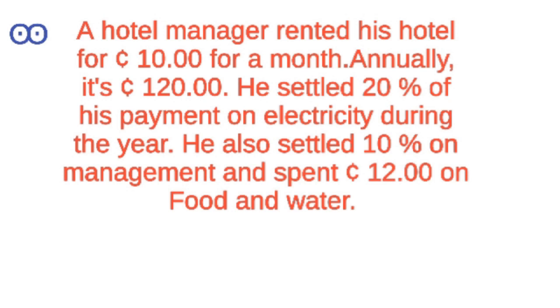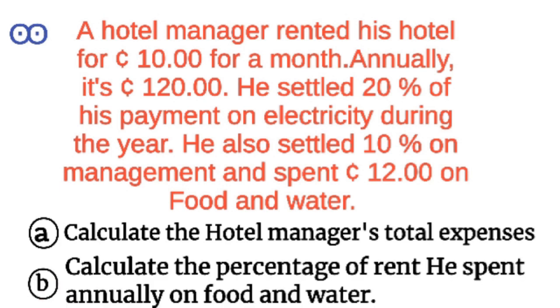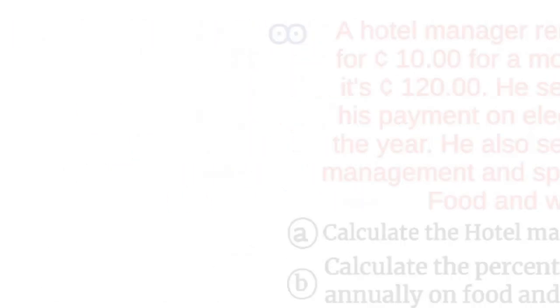So the whole concept of this word problem is that the hotel manager rented his house for 10 cedis, and 10 times 12 is 120 cedis, since we have 12 months in a year, and annual stands for 1 year. Some of his payment was settled on electrical bill, some was spent or settled on management, but it was in percentage, so we have to calculate for the amount. We have to calculate for the hotel manager's total expenses and to calculate for the percentage of rent he spent annually on food and water. That is for the B.